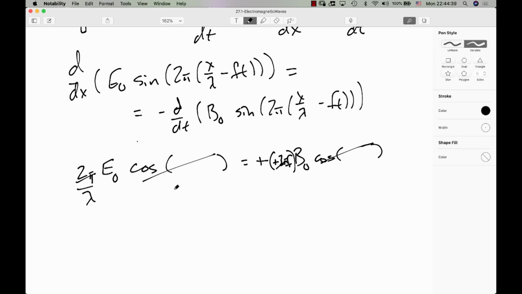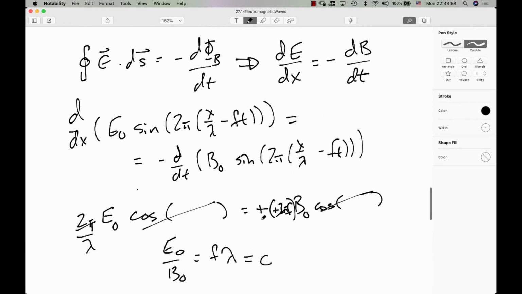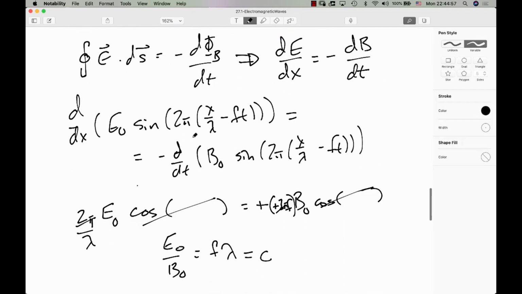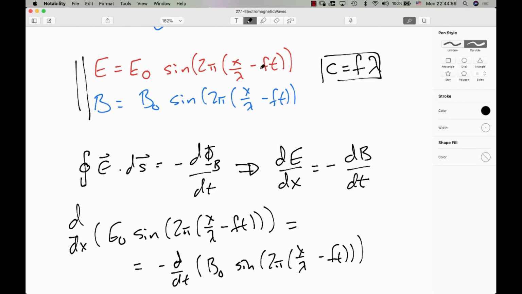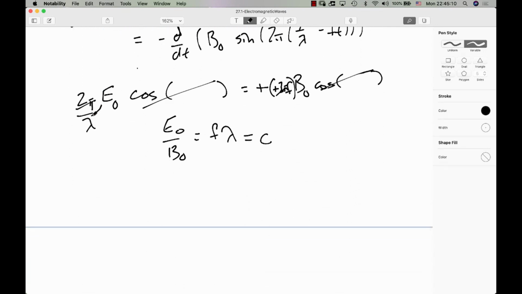And I get that E naught over B naught, just cross multiplying here, is equal to f lambda. But since this is a wave, f lambda is equal to the speed of the wave. If that's true for the amplitude, it's true for the wave at any time, because they're both waving in mathematically identical ways. So if the ratio of the amplitudes is c, the ratio of the electric and magnetic field strengths at any time is the same. And so we get that the ratio of E to B is the speed of light.